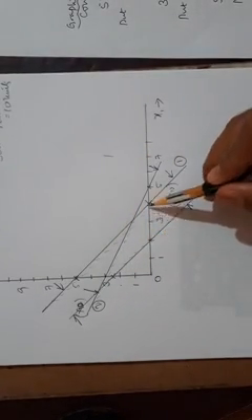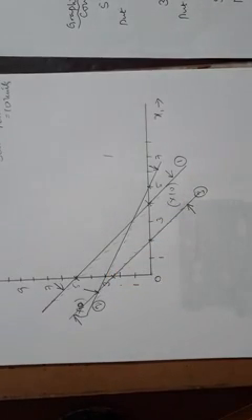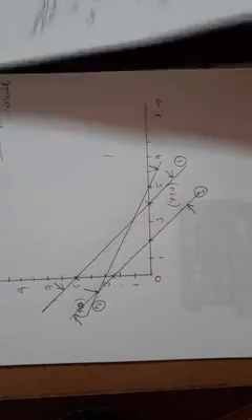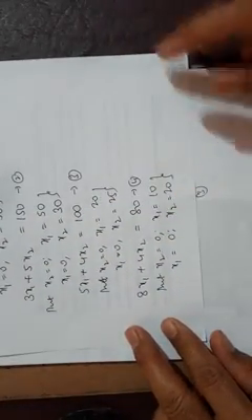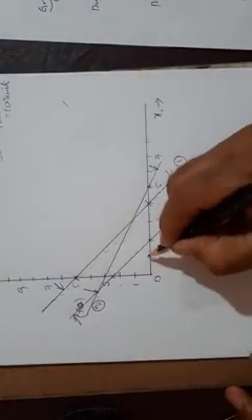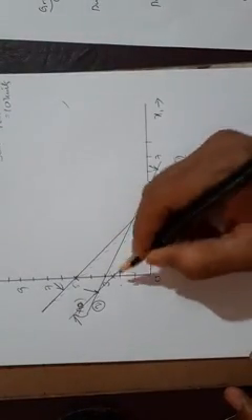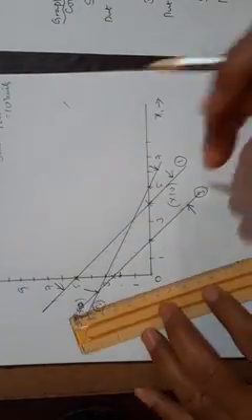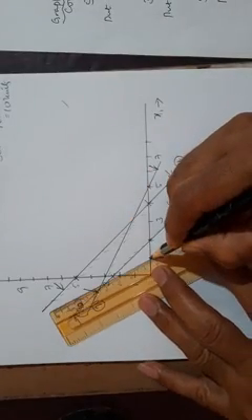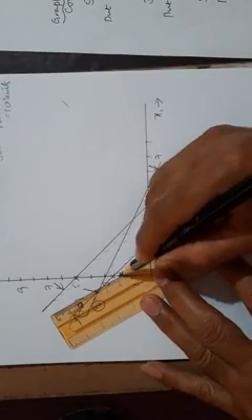So this polygon will be the region you're looking for, the three lines' common space. But I have one more line: 8x1 plus 4x2 equal to 80. If I put x1 = 0, x2 = 20, and x1 = 10, x2 = 0... So it's not a problem at all. I can easily connect these two. That is line 4.